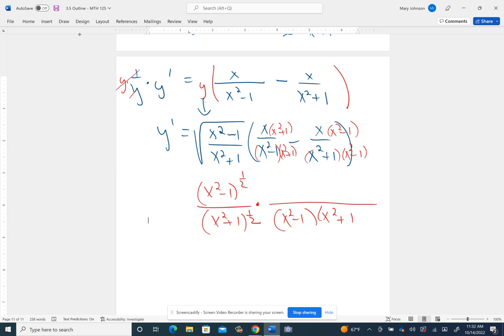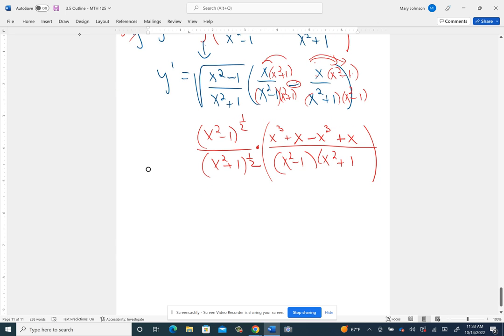So on top, I'm going to go ahead and distribute the x and get x to the third plus x. And then don't forget, this is a minus x that's getting distributed here. So that'd be minus x to the third. Then negative x times negative 1 would be positive x. Okay. All right, so that's what I got here now. So here, the x cubes cancel, and I wind up with a 2x on top. And then I have the x squared minus 1, x squared plus 1 on the bottom. And I have an x squared minus 1, x squared plus 1 over here. So I have to see how to consolidate those.